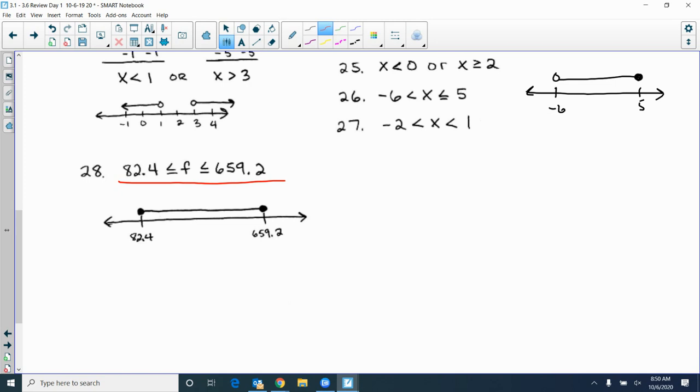Now, when you go to graph this, you do not need to go by ones. If you go by ones, it's going to be a very, very long graph. So basically, since they're pretty spread apart, just 82.4 and 659.2 would be fine. Okay. You could also write this with the word and. You could say the frequencies have to be greater than or equal to 82.4, and the frequencies have to be less than or equal to 659.2. You could do that as well. That is fine. But you have to use the word and.